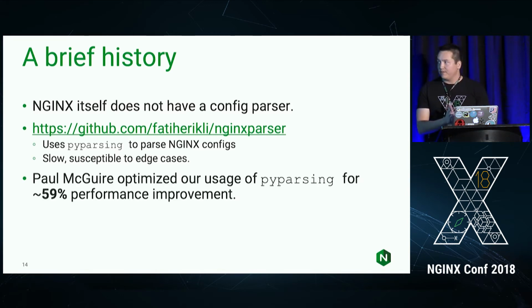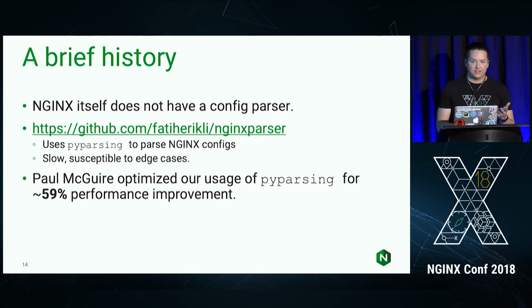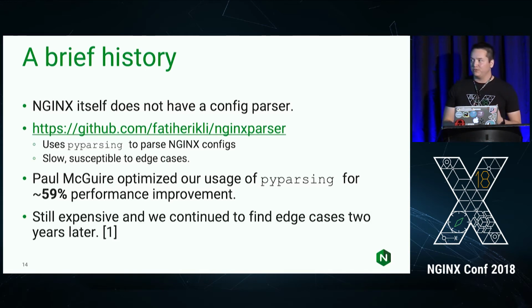Luckily for us, the author of PyParsing, Paul McGuire, actually reached out to us because he found out that we were using PyParsing and offered to help us optimize our utilization of it. So without changing the logical structure, he improved our calls into his underlying library, which resulted in a 59% performance improvement. And to that, we're eternally grateful, and it really saved our bacon. But even after that performance improvement, it was still pretty expensive. It's something we didn't want to do all the time.